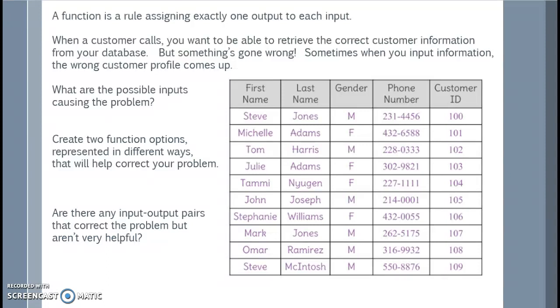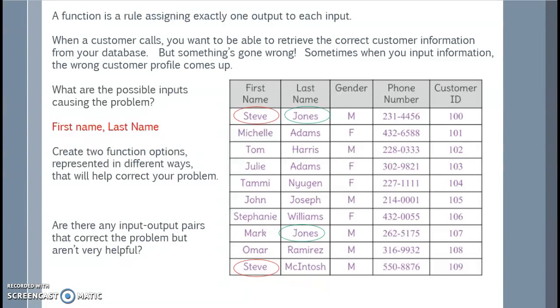I see I have a list of first and last names, gender, phone numbers, and customer IDs. Right off the bat, when I look at first names, I see that Steve comes up twice. Therefore, if I'm inputting Steve, I could get Steve Jones or Steve McIntosh. Further, I see that if I were to input the last name of Jones, I could end up with Steve or Mark. So what's probably causing the problem is the first name and last name as our input values.